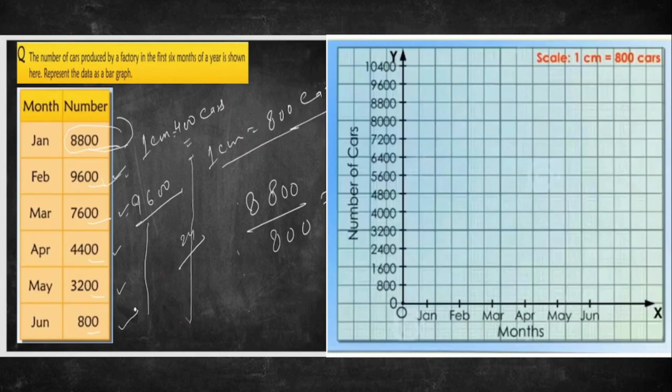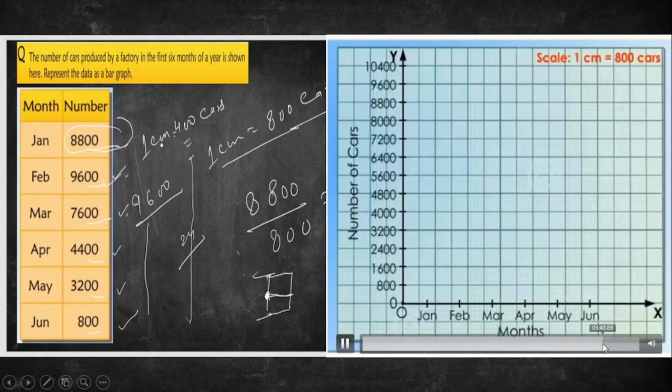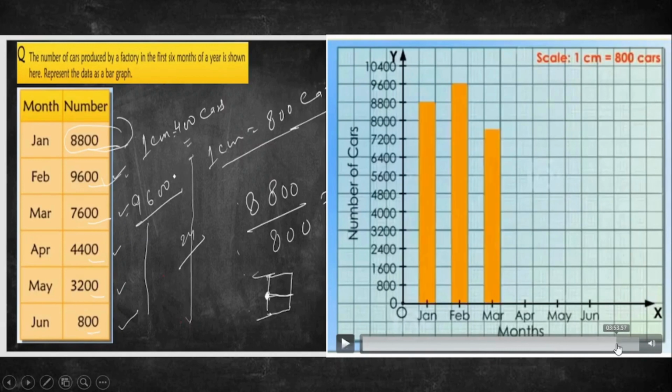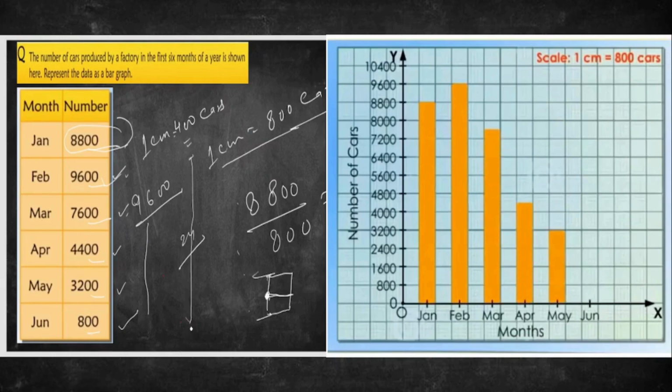Sometimes a number lies in between. Suppose one box is made like that, and you have to draw, suppose, 9.5, then you will take the middle value. Like that we draw the graphs also. So now let's start drawing the graph. Accordingly 8,800, 9,600, now 7,600 till there, 4,400, 3,200 and 800. So like this we will draw the bars, right?